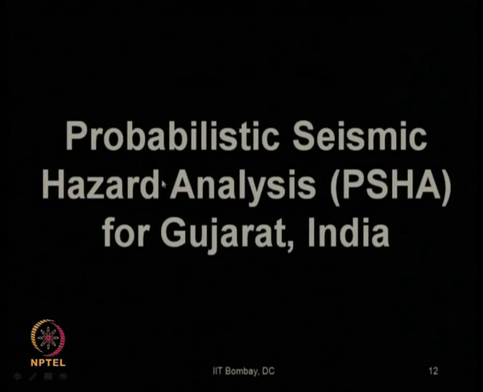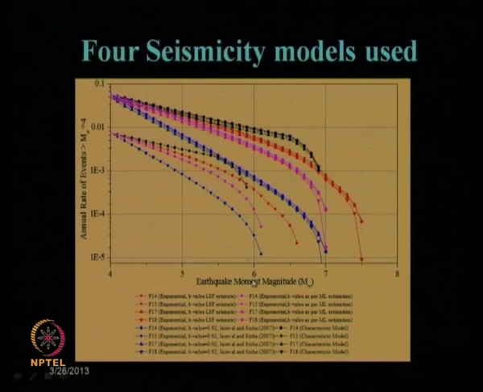Then we have seen that probabilistic seismic hazard analysis for Gujarat was also carried out. For that, 4 seismicity models were considered. One is the exponential model using the least square fit method. Another is the exponential model using maximum likelihood estimate. Another is the exponential model using the B value proposed by Jaiswal and Sinha for the entire India peninsular region. And another one is the characteristic model.